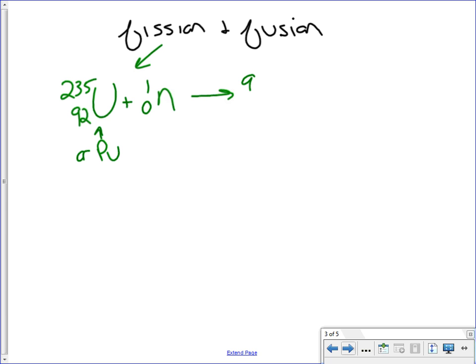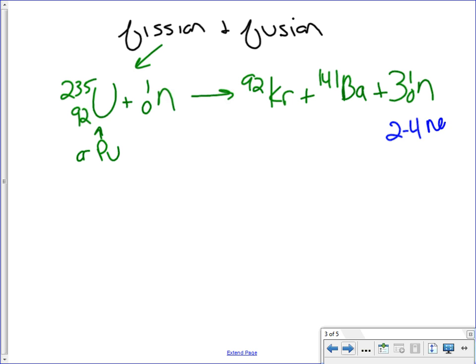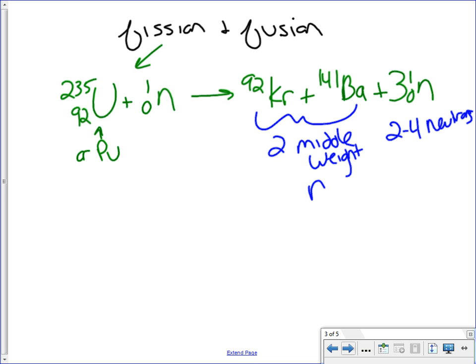So it might be krypton-92 and barium-141, okay, and 3 neutrons. It's going to be 2 to 4 neutrons that come out. It's going to split into 2 middleweight, not super heavy, but 2 middleweight daughter nuclei. And that is fission. It's dividing, okay? You're starting with 1 nucleus and it's splitting into 2.